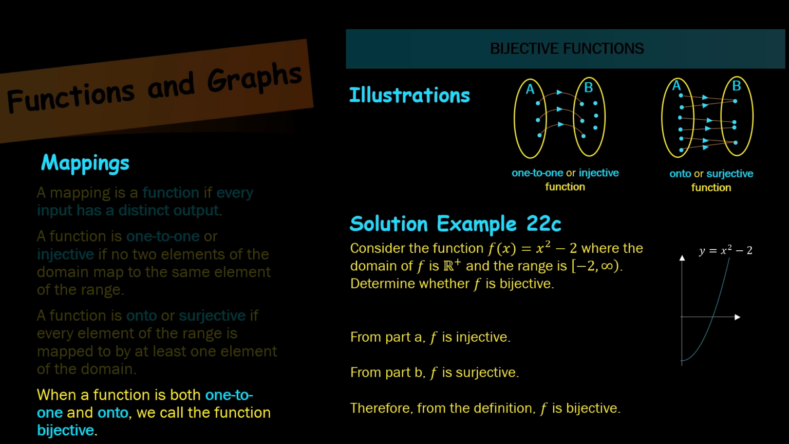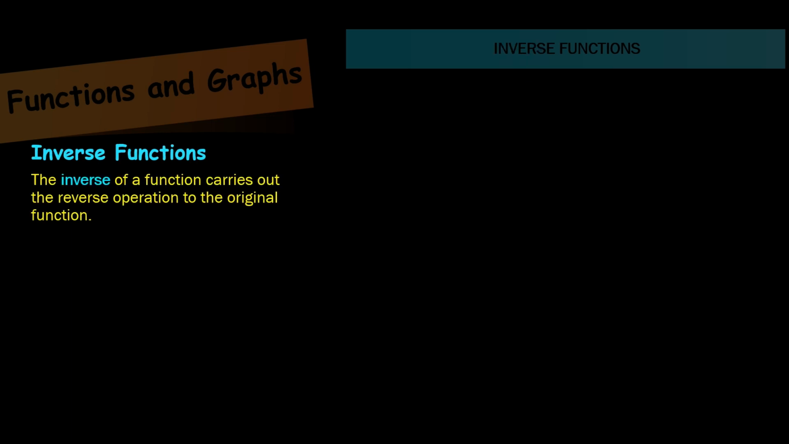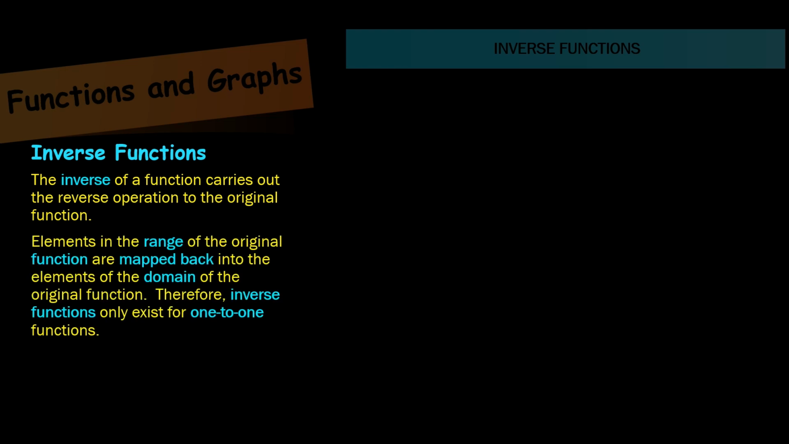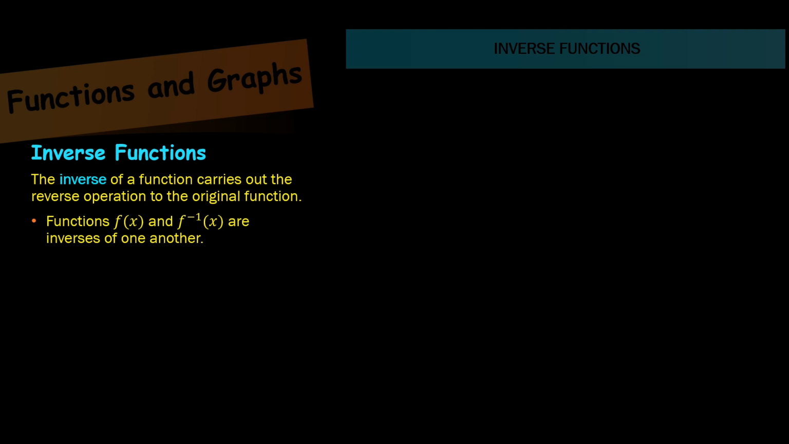The inverse of a function carries out the reverse operation to the original function. Elements in the range of the original function are mapped back into the elements of the domain of the original function. Therefore, inverse functions only exist for one-to-one functions. The inverse of f of x is written f inverse of x, as shown on your screen. Functions f of x and f inverse of x are inverses of one another.